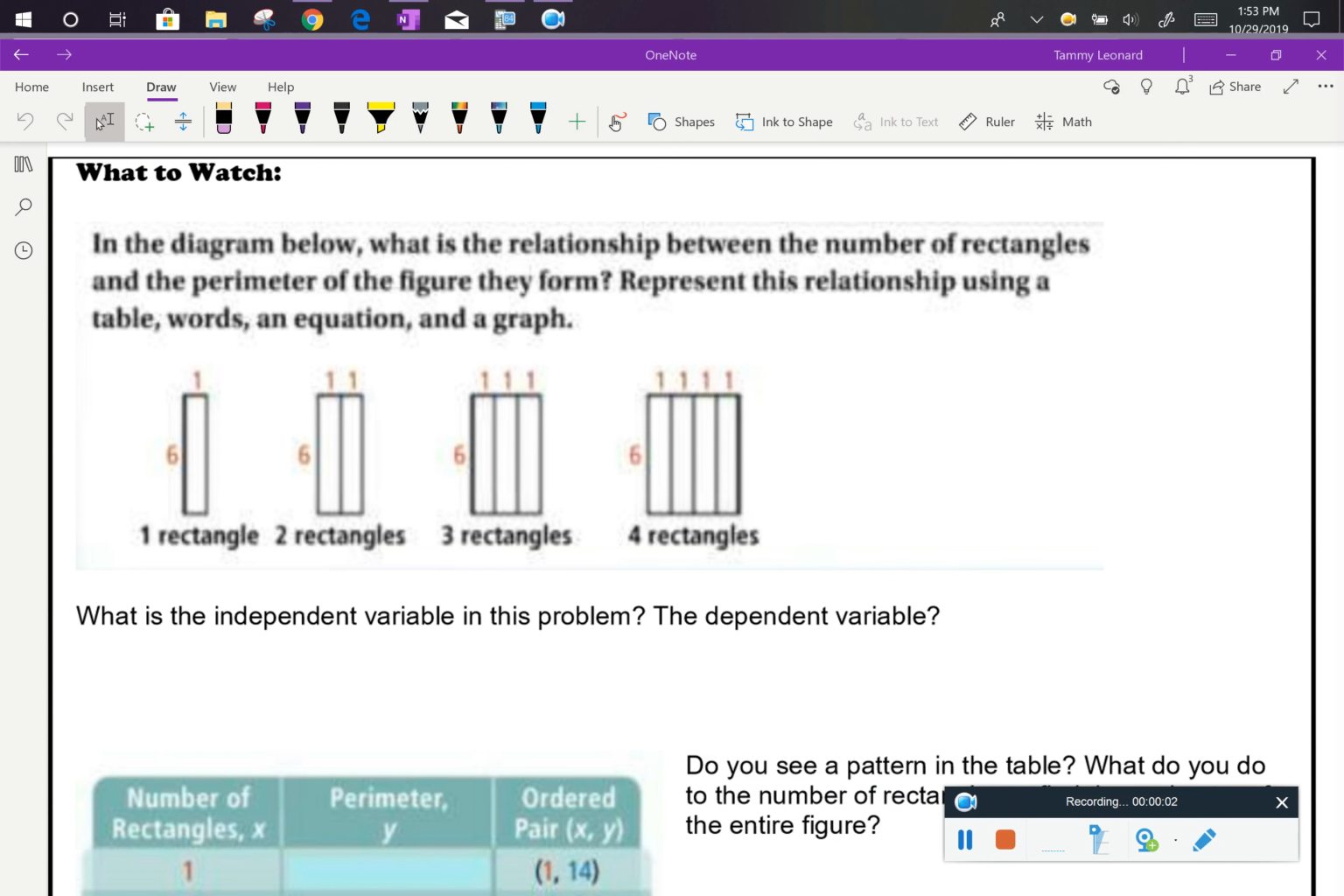Today we're going to look at function rules and how to represent them. We'll sometimes represent things with pictures, with graphs, with tables, and with equations. So we're going to look at all these different types of representations.